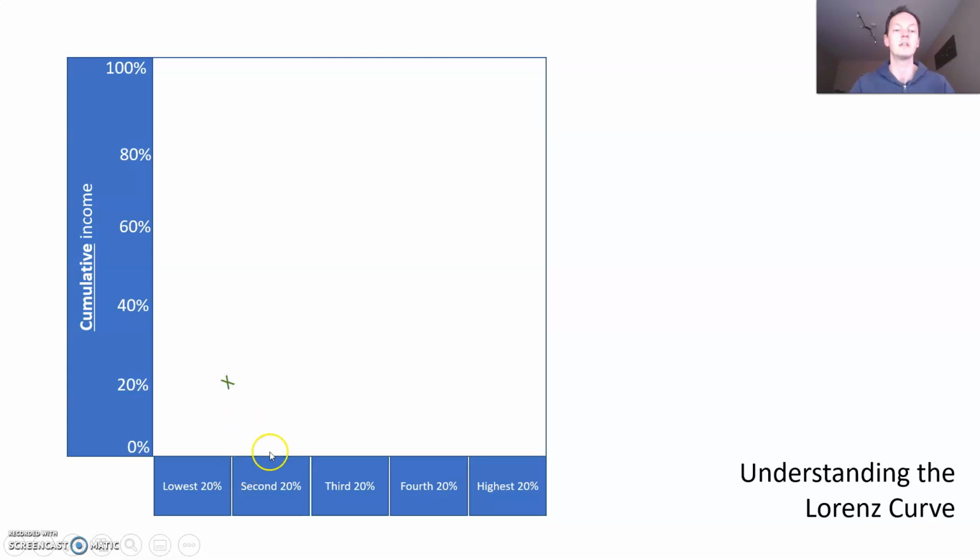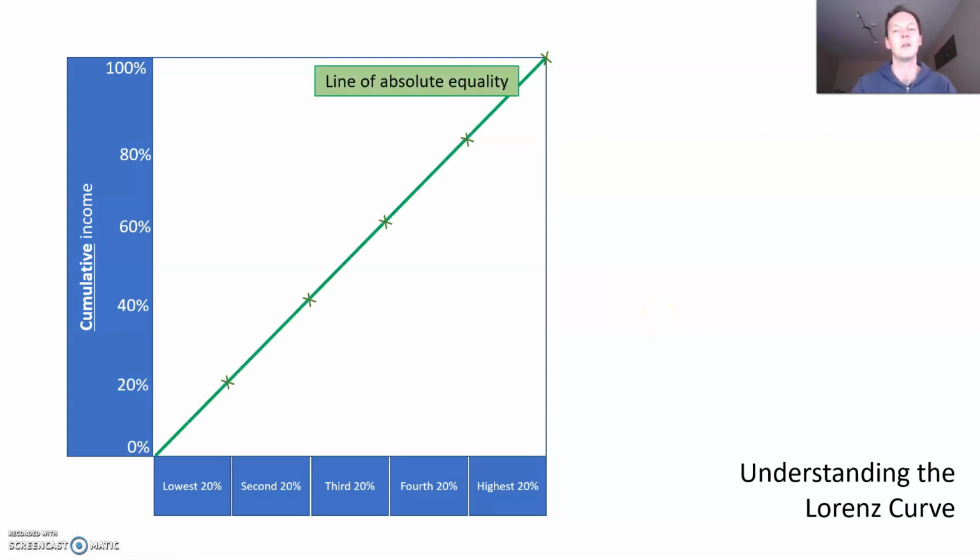All right, so then we go to the next one. We've got the next 20%, which is 20% here and 20% here. And so the bottom 40% of income earners would earn 40% of the income. And you can see as we go further and further up, it's just exactly the same until we go all the way up. And what do you know? It's a straight line. We call this the line of absolute equality. This is just a reference point. This isn't real numbers. This is just a reference point for us to understand the Lorenz curve.